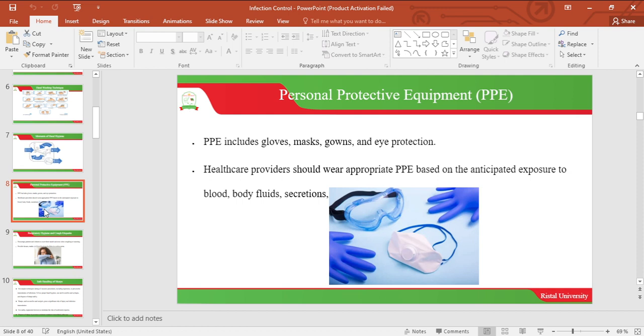For example, if you are going to assist in the operation of a cesarean section, it is important that you wear goggles. It's important that you wear the eye protection gear because this will prevent you from any fluid that may splash into your eyes.